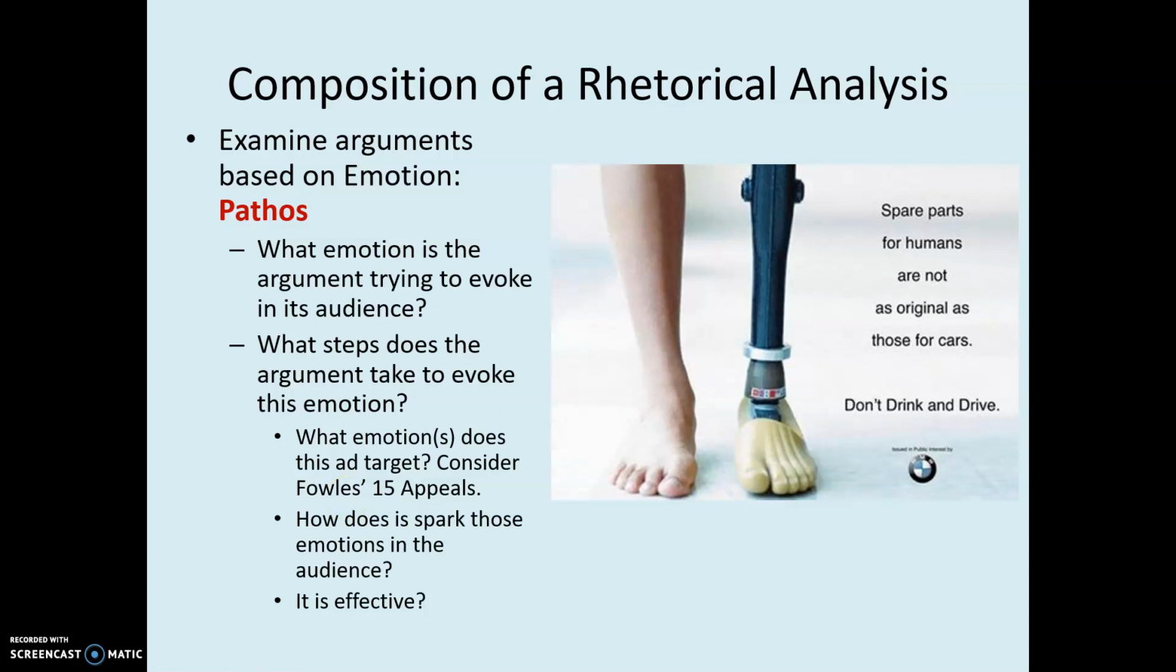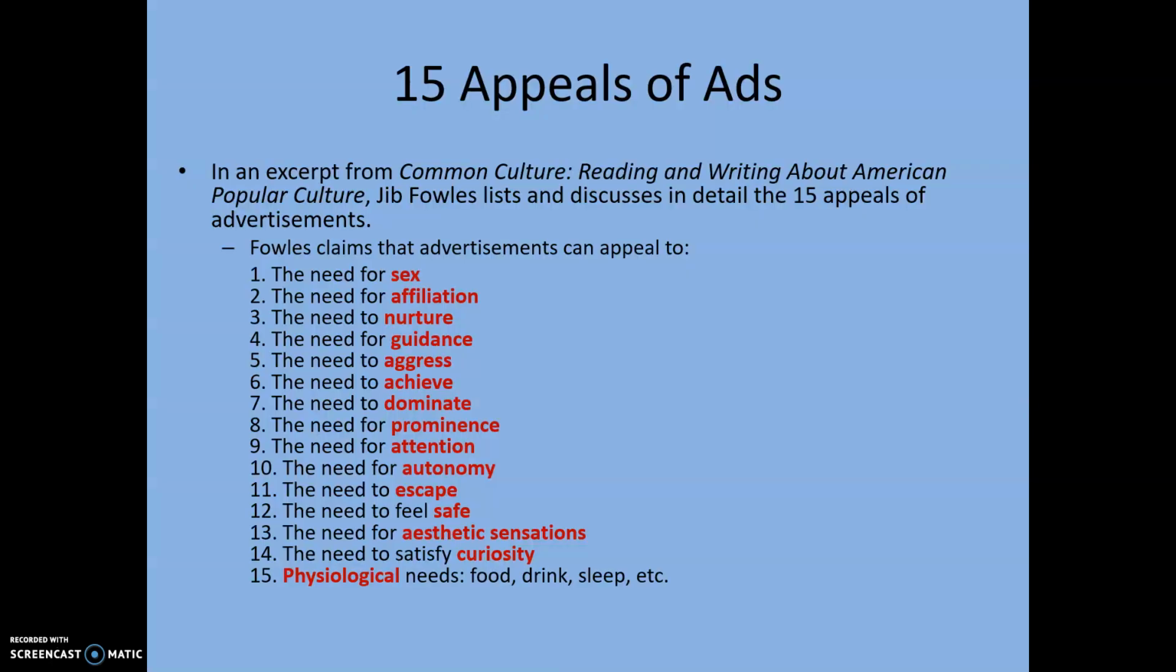15 Emotional Appeals. What Fowles does is list 15 emotions, the key emotions that advertisers try to target in an audience. And I think having a list to consult helps you figure out the pathos in a given argument. So I do want you to read that article, and I do have some examples for you. So here are the 15 appeals.